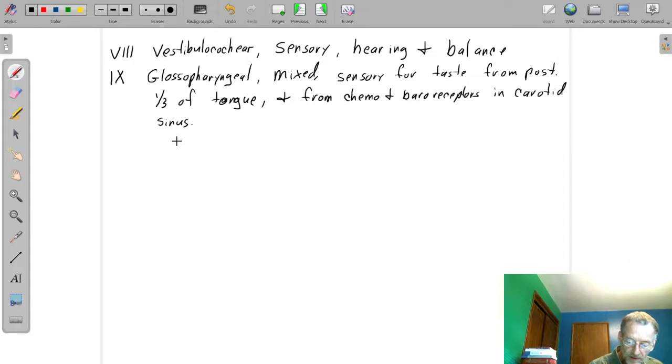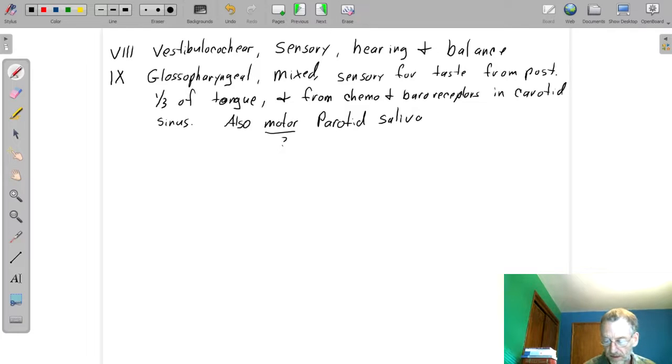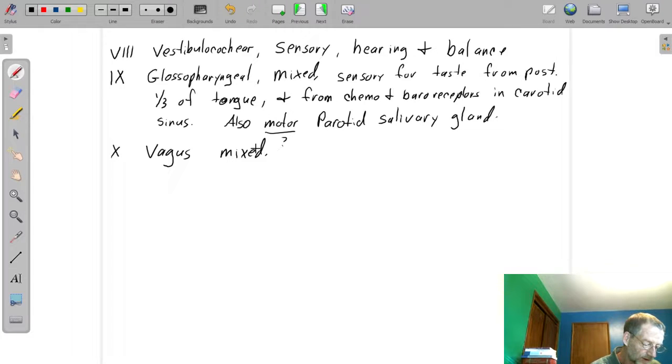And let's put in here also motor to the parotid gland, parotid salivary gland. So what kind of motor are we talking about? Somatic or autonomic? Yeah, it's autonomic. Okay. And then 10 is vagus. Notice the spelling. It's not like Las Vegas. And it is mixed. Carries both.